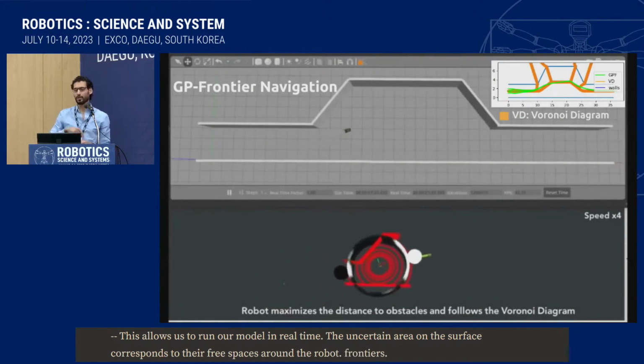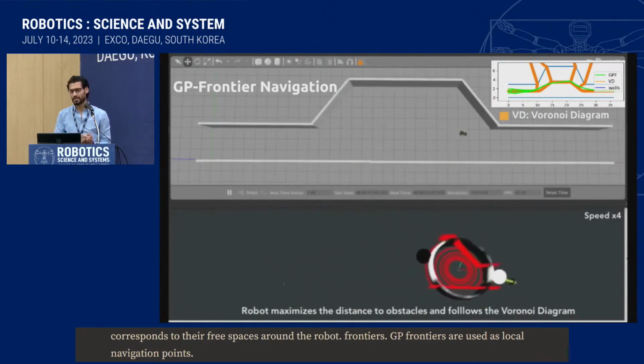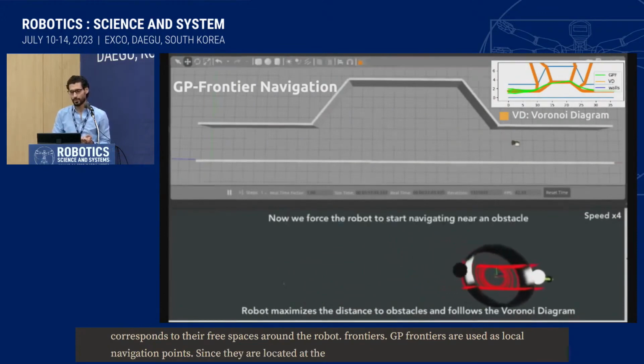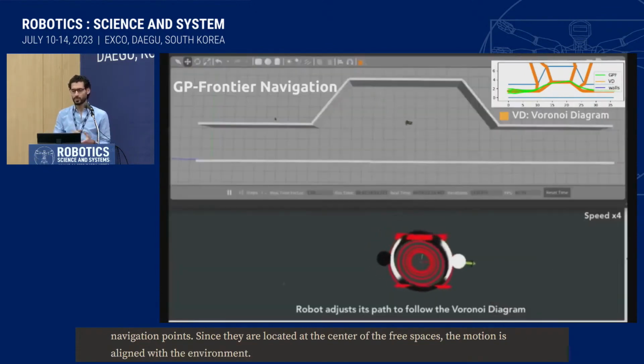And since they are located at the center of the free spaces, the robot motion is aligned with the Voronoi diagram of the environment. And this behavior maximizes the clearance from obstacles and reduces the risk of collision.